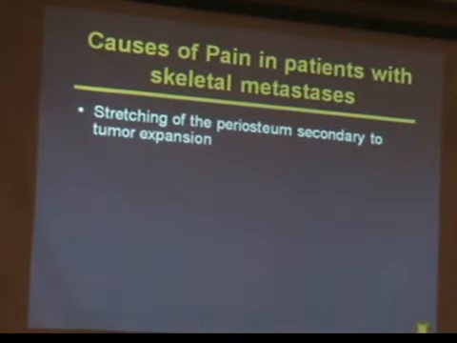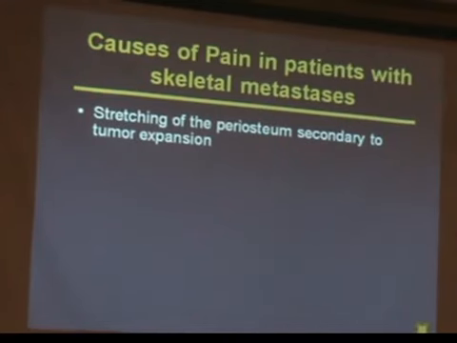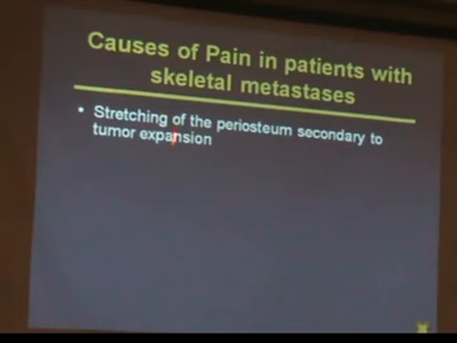Why do these patients have pain? And I think it's very important to understand this before treating them. Most likely etiology is the stretching of the periosteum secondary to tumor expansion. So knowing this, it's going to be important during the ablation procedure to go after that area that's causing the pain.